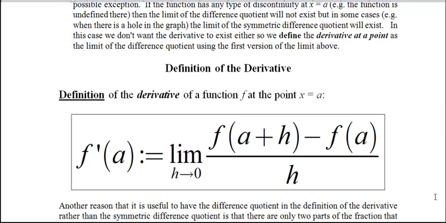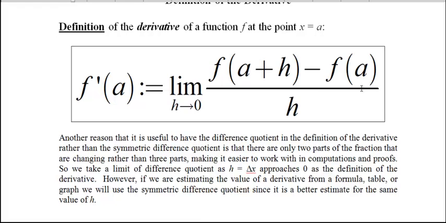The definition of the derivative is an algebraic kind of thing here. The derivative of a function f at a point x equals a is defined to be equal to, we use the notation f prime of a. It's defined to be equal to, colon equals means defined to be equal to, the limit as h approaches 0 of f of a plus h minus f of a over h. In other words, you take the standard way of writing the difference quotient, take the limit as h goes to 0 of that, and that's the formal definition of the derivative.